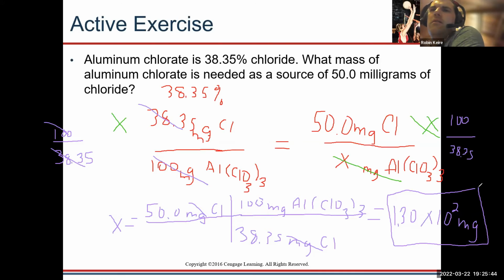Would we ever have to convert into a volume? Yes, sometimes you will have to convert into a volume, but we're not there yet. Don't worry, we'll get there. And when we get there, then you'll have to rely on the density of things, right?